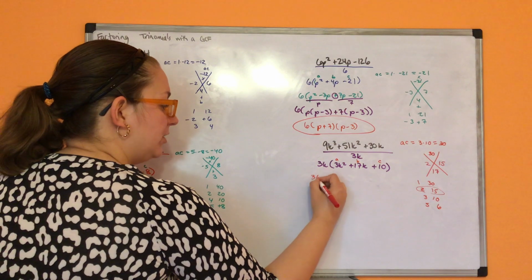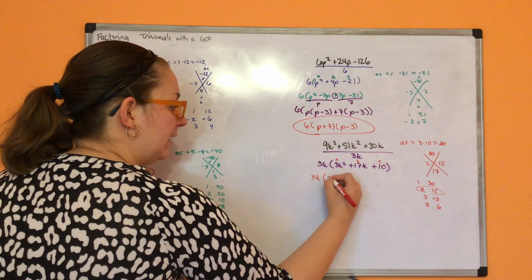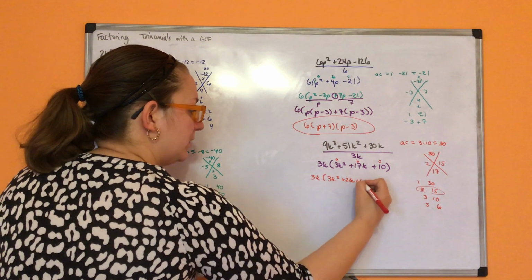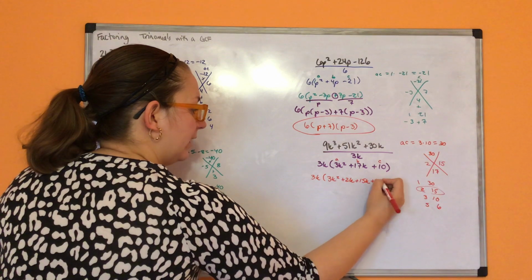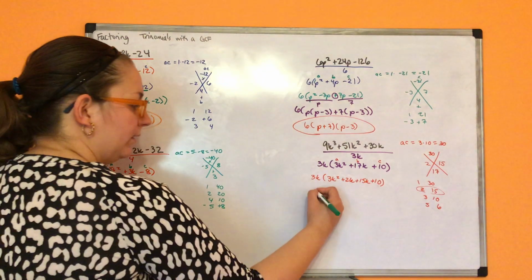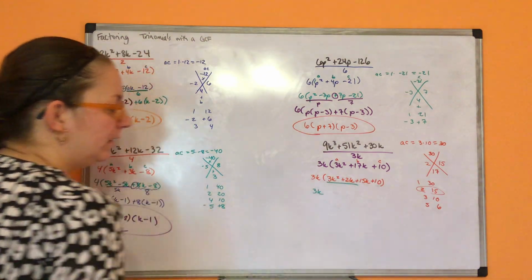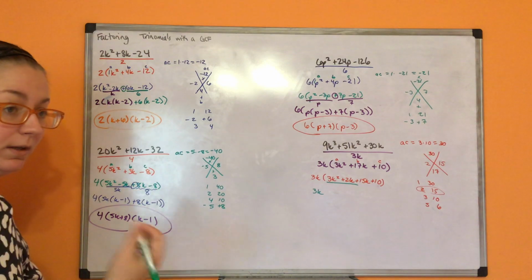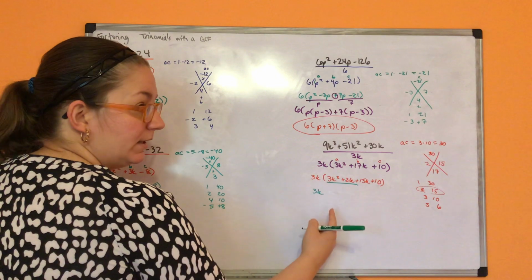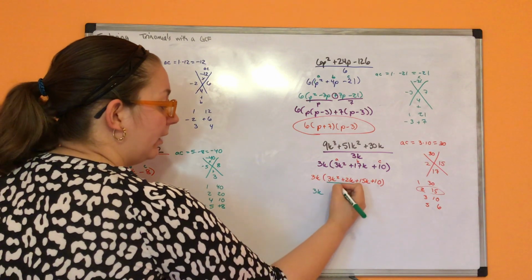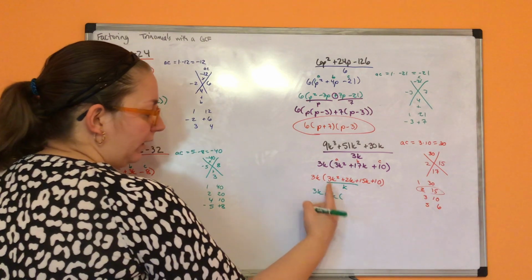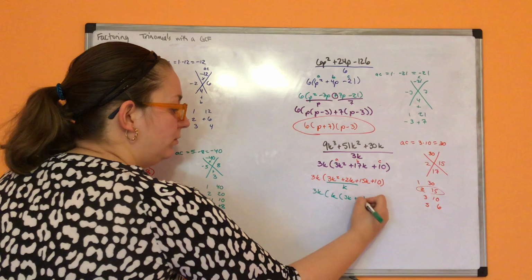So 3k GCF stays in front. I'm going to rewrite this as 3k squared plus 2k plus 15k plus 10. Factor by grouping. So again, 3k GCF stays in front. The biggest number I can divide 3 and 2 by is 1. You can write the 1 if you want to, you don't have to. The biggest power of k I can take out of both of those is k. So I can write this as 1k or k. I'm going to write it as just k. When I divide by k, I get 3k plus 2.